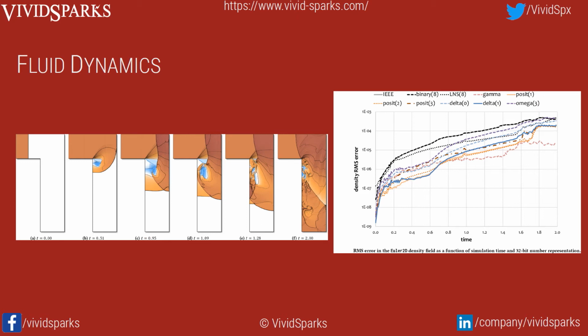So you can see that, using this Euler 2D code, the root mean square error, RMS error, again shows POSIT performs much better than float. The spikes you can see in the error plot are due to the shock wave and the shock wave vortex impact.